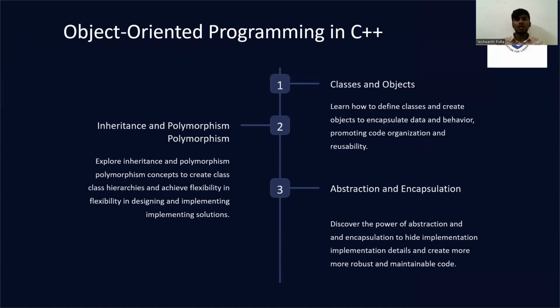Classes and objects. Learn how to define classes and create objects to encapsulate data and behavior, promoting code organization and reusability. Inheritance and polymorphism. Explore inheritance and polymorphism concepts to create class hierarchies and achieve flexibility in designing and implementing solutions. Abstraction and encapsulation. Discover the power of abstraction and encapsulation to hide implementation details and create more robust and maintainable code.